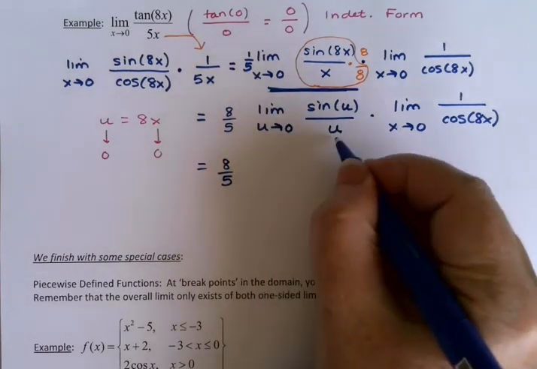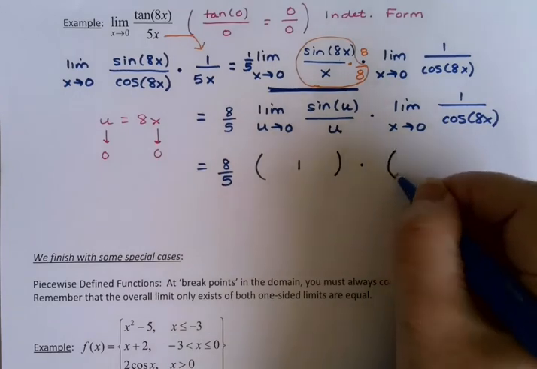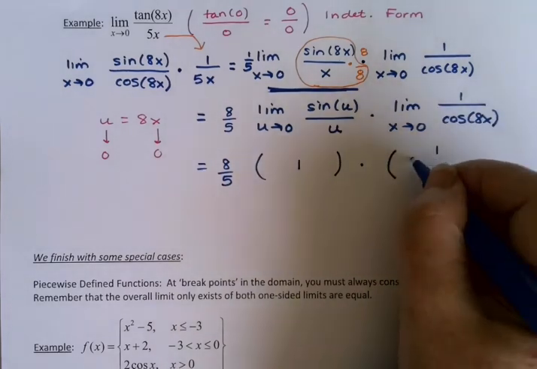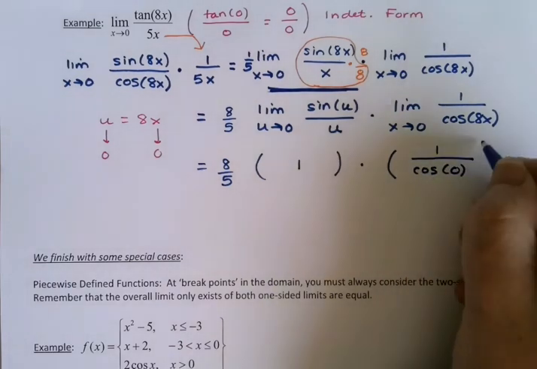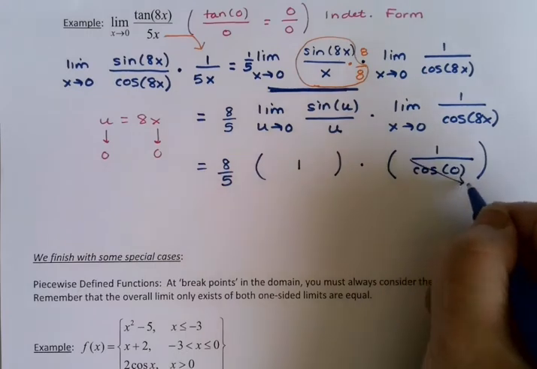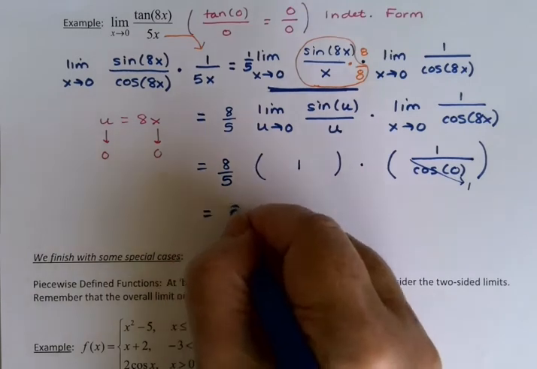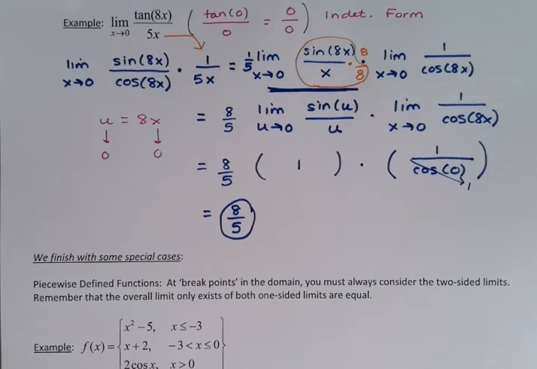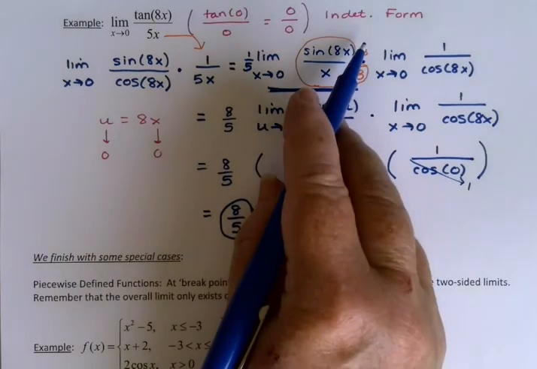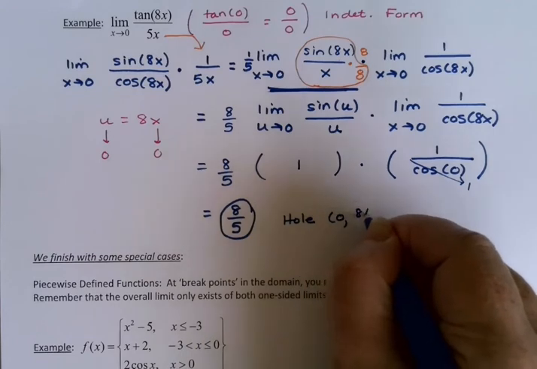This limit is now a perfect match for our special limit. Its value is 1. This limit has 1 in the numerator, and then we have cosine of 0 in the denominator, which is no problem since that's just 1. So we really have 8/5 times 1 times 1, or 8/5. So we've got a finite limit. Originally it was an indeterminate form, so we know there's no y value. This graph would have a hole at 0, 8/5.